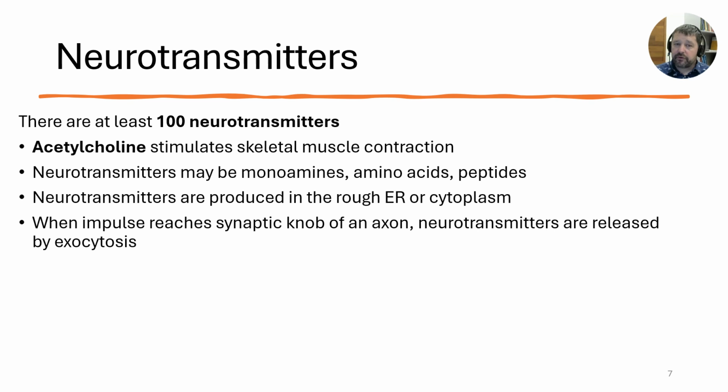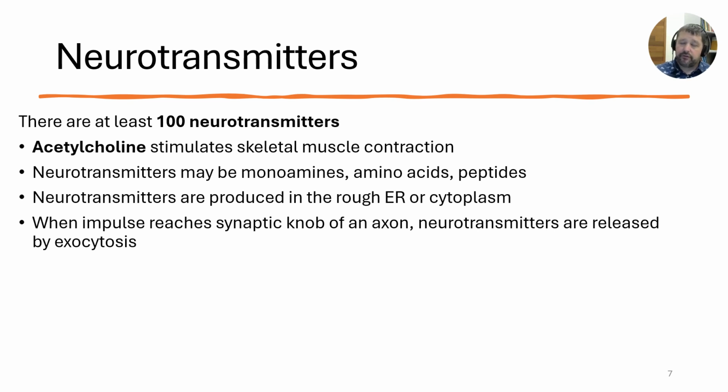So neurotransmitters can be monoamines, amino acids, or peptides. Again, normally they have a root in protein-based material. You can have neurotransmitters that are produced in the rough ER or the cytoplasm. Remember, we talked about this. They're really produced where ribosomes are at: the rough ER, where ribosomes are attached, or the cytoplasm, where ribosomes tend to float around.